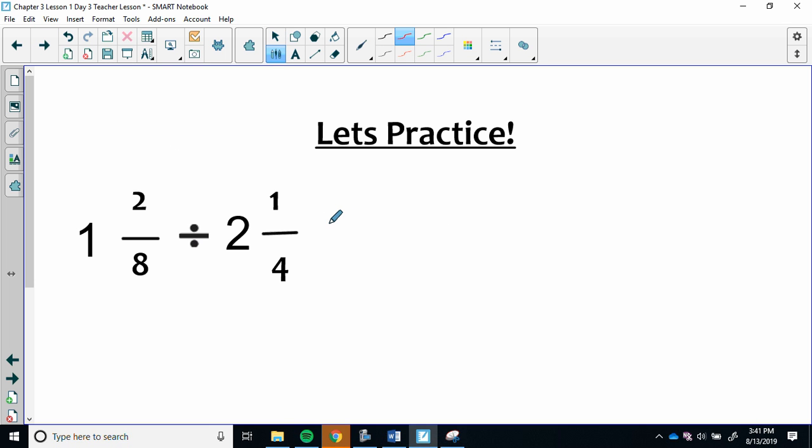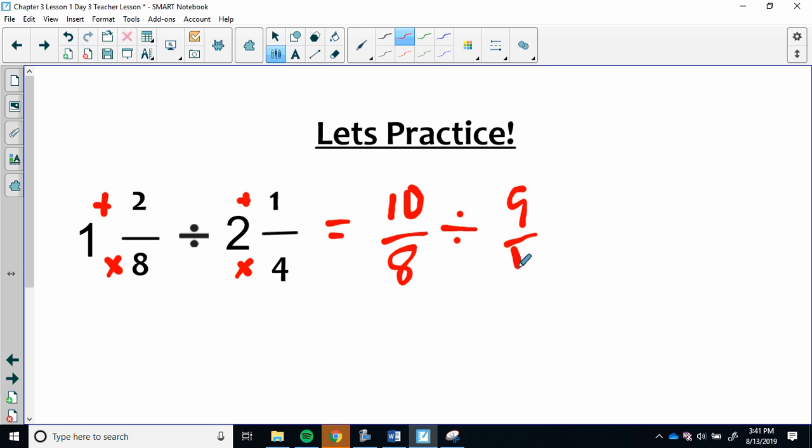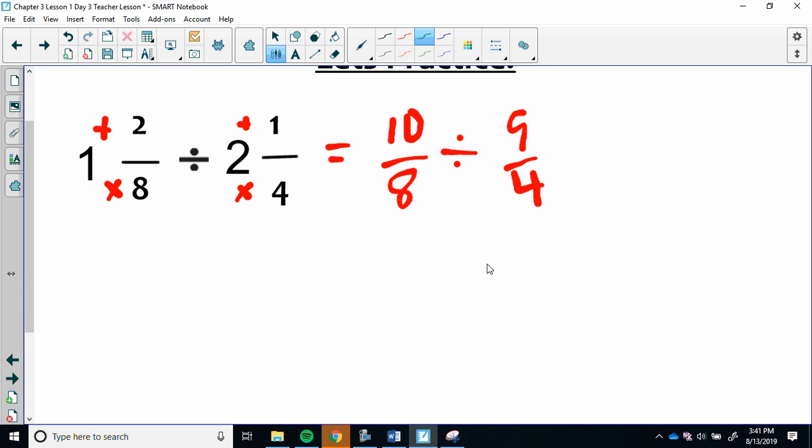Let's practice. So 1 times 8 plus 2 is 10 over 8. Okay, I'm going to keep it a division problem. Let's not change it. Let's not get ahead of ourselves. 2 times 4 is 8 plus 1 is 9. So we got 9 over 4. And I really don't like changing the sign until after you have two fractions. That way you know that you're not going to forget to switch this around.